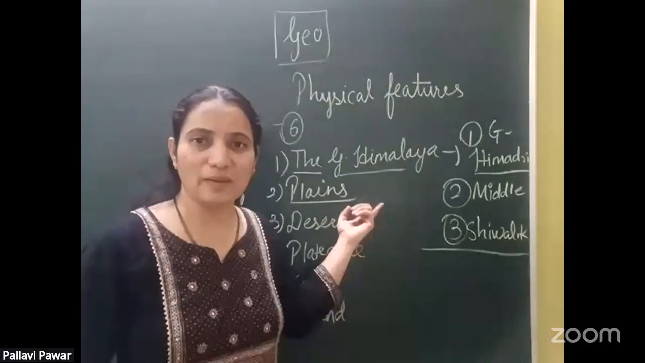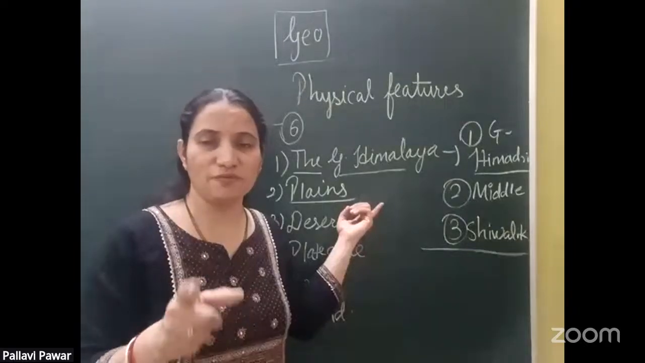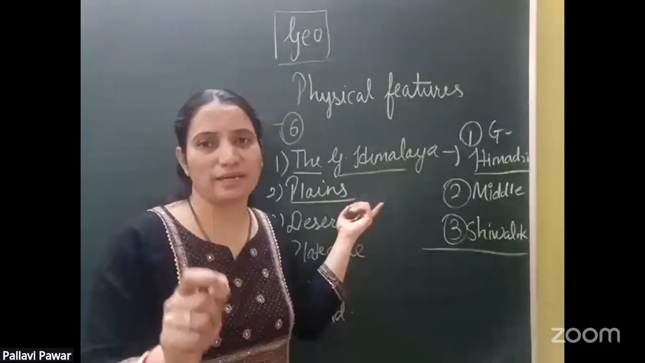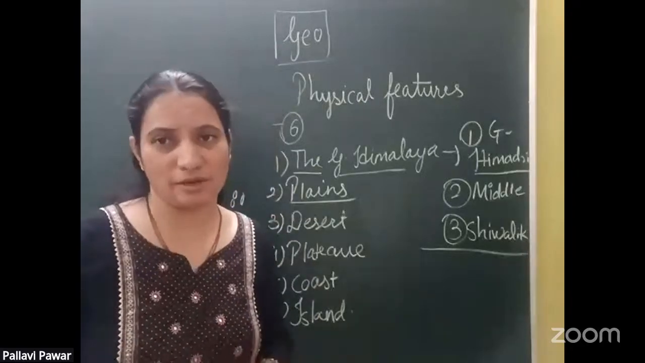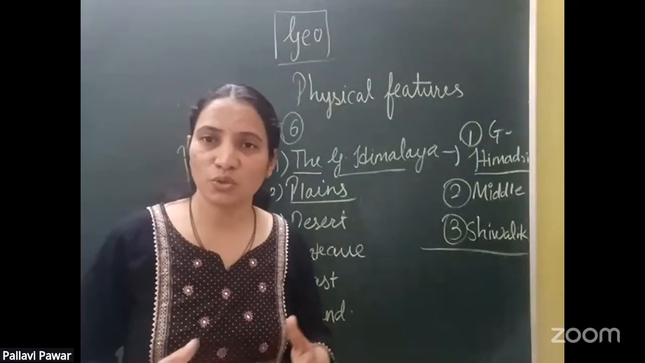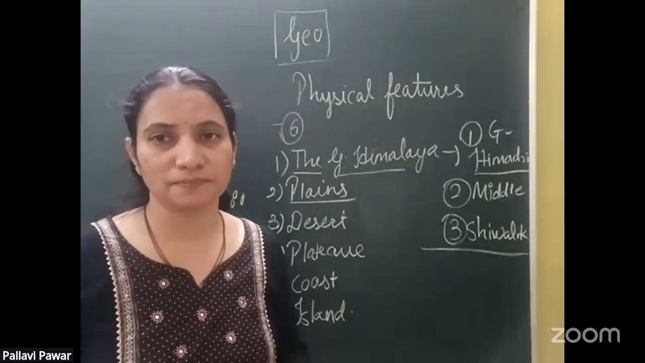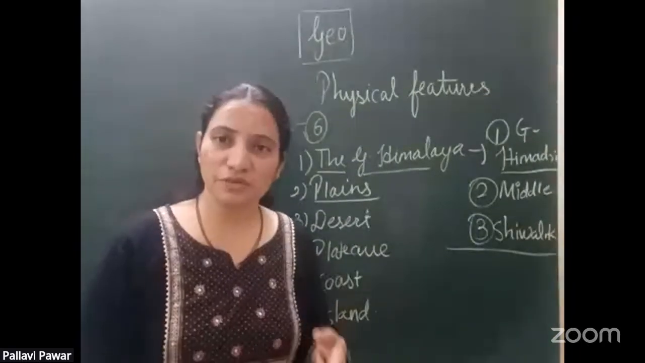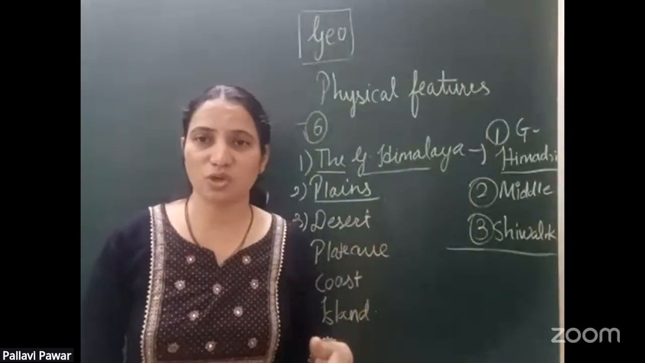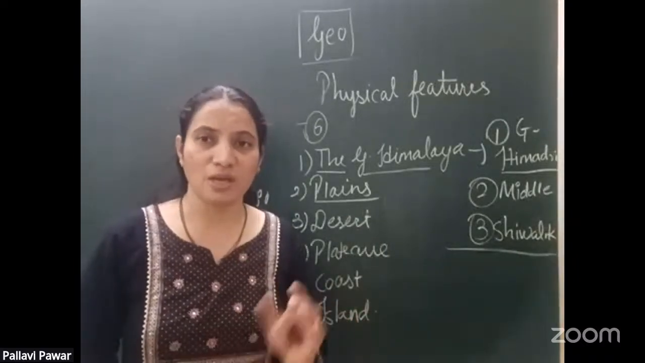Just now I said plain area. The plain area is the most important, most fertile land. Many perennial rivers are flowing over here. Do you know what a perennial river is? The rivers which flow throughout the year. Very good. The river which flows throughout the year is called a perennial river. This river never gets dry. Why is it so?